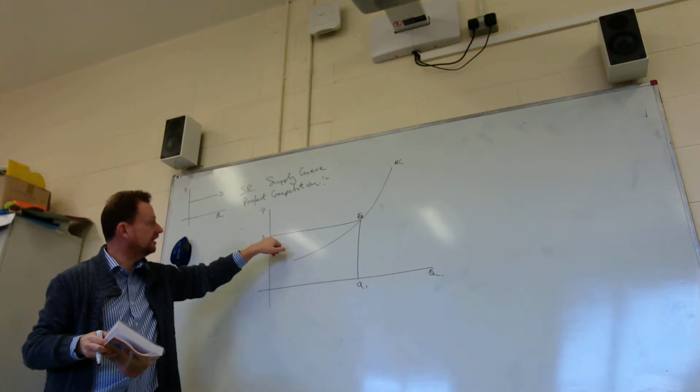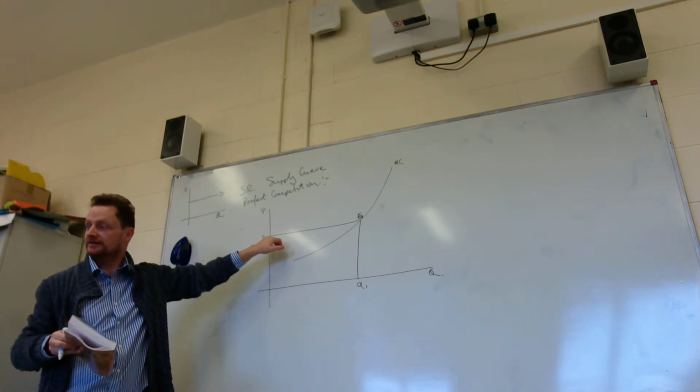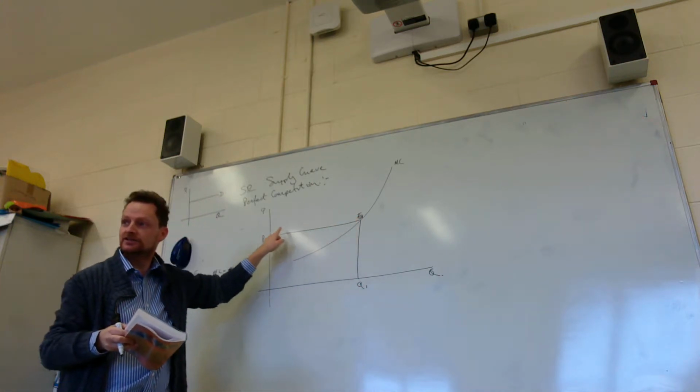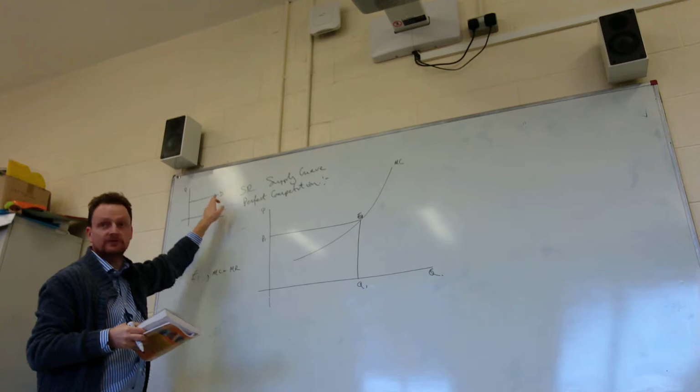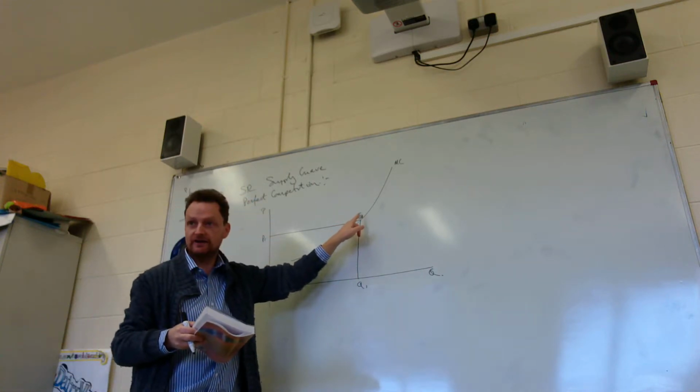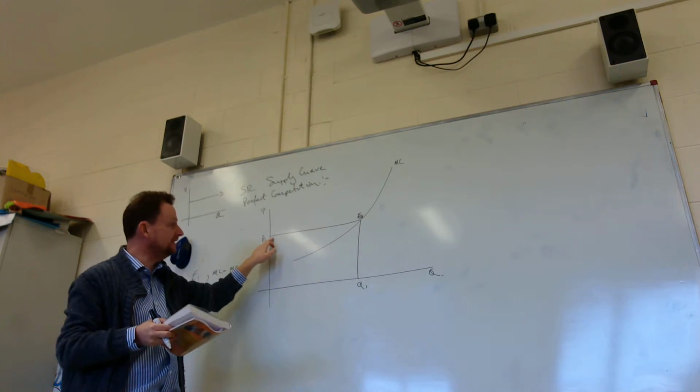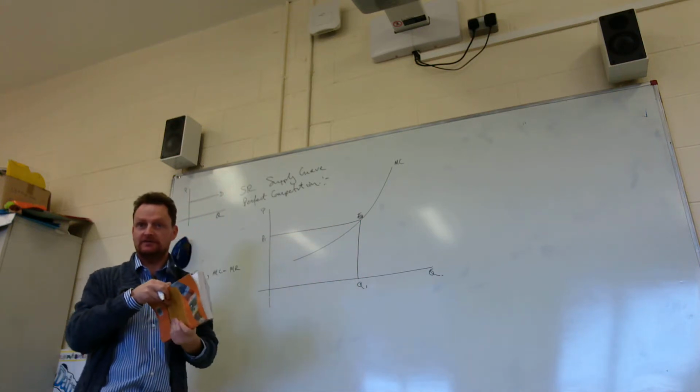You know that because in a perfectly competitive market, that line there, that P1, is the demand curve, which is also the marginal revenue curve. So therefore, E1 is a profit maximizing position. So at P1, Q1 will be supplied.